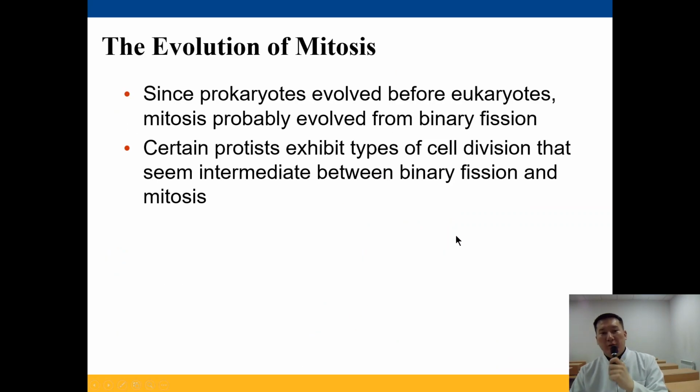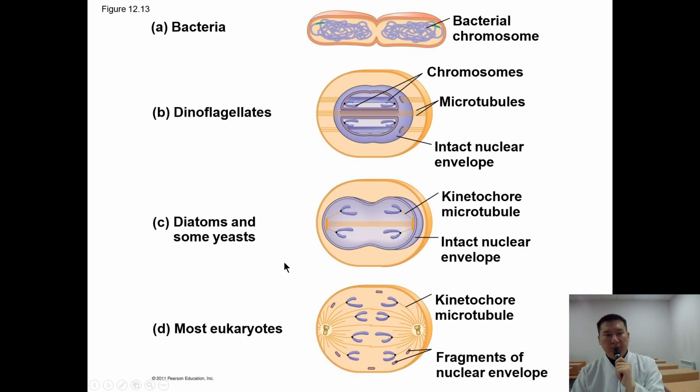The evolution of mitosis. Since prokaryotes evolved before eukaryotes, mitosis probably evolved from binary fission. Certain protists exhibit types of cell division that seem intermediate between binary fission and mitosis. Here on this figure we can see different types of division in different microscopic organisms. For example, the division of bacteria goes on by binary fission.